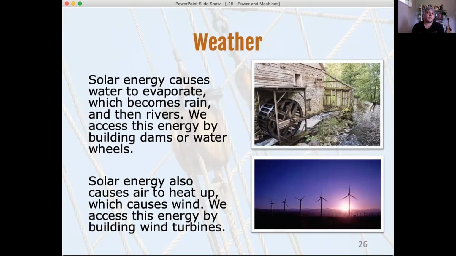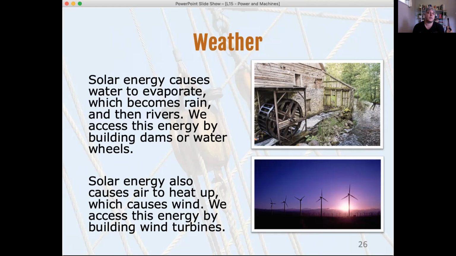Solar energy also causes weather patterns. We have water evaporating because of the energy from the sun hitting the water, and it goes up into the sky, into the atmosphere. That then condenses into clouds, and it rains, and rain falls down onto the ground, and that runs down in rivers and so on as flowing water. We can access the energy of that flowing water by building dams or water wheels and convert it into mechanical useful energy, like spinning a flour mill, things like that.